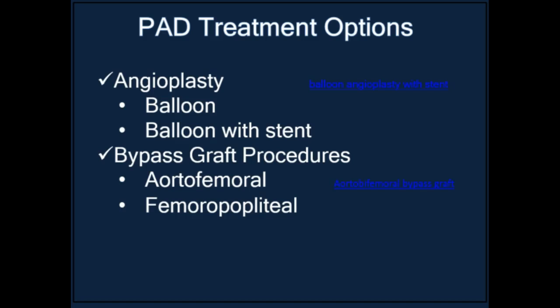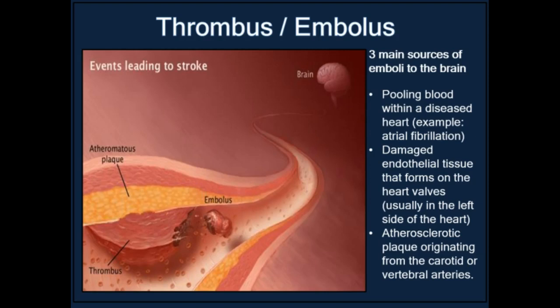In a FemPop bypass graft, it is more common to use a saphenous vein from the patient's leg. If the vein is used in situ, a valvulotome is used to remove the valves so that they won't obstruct blood flow. If the entire vein is dissected out and reversed for anastomosis, the valves do not need to be removed.